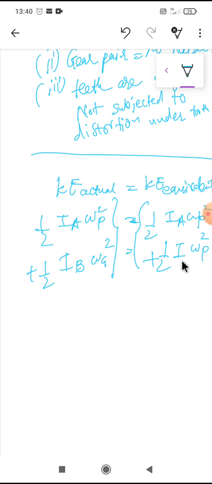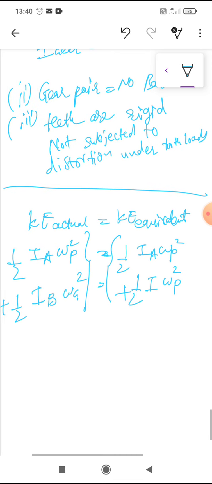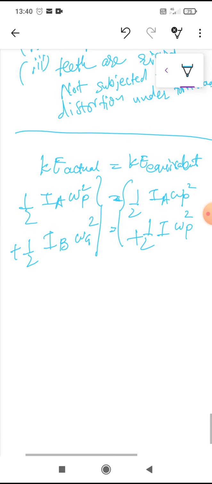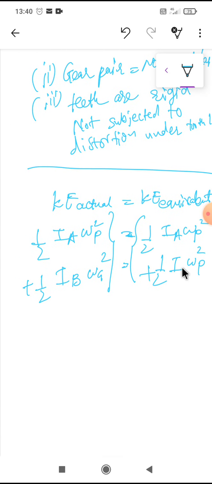square. Now what will be changing? Rotor A we are not changing, but the moment of inertia of rotor B will be changed. We are denoting it as IB dash. Now if I open the brackets, the first term will get cancelled, and we are left with the second term. In the second term 1 by 2 will get cancelled, so IB omega g square will be equal to IB dash omega p square.